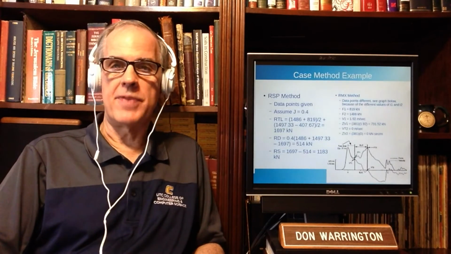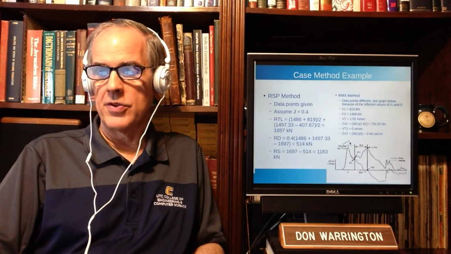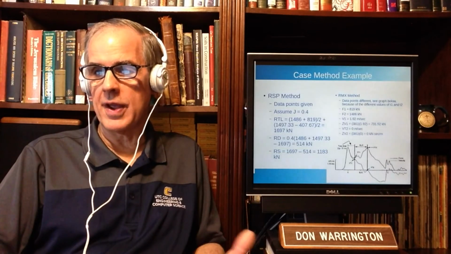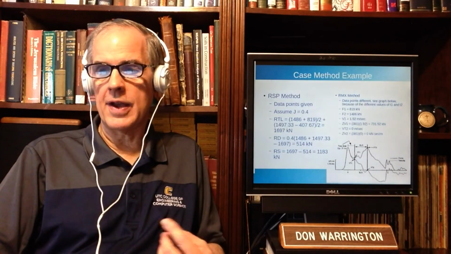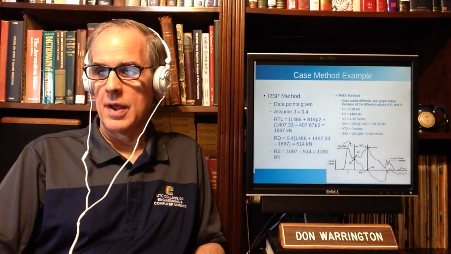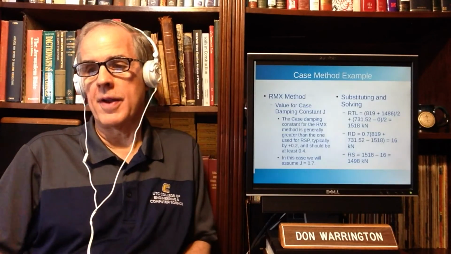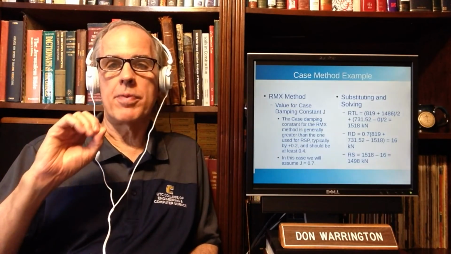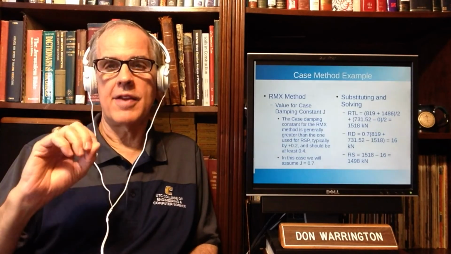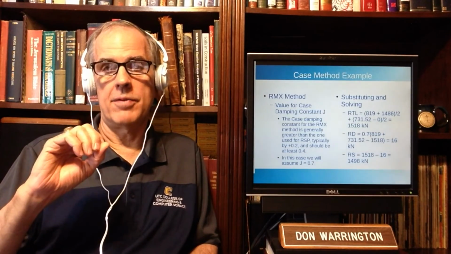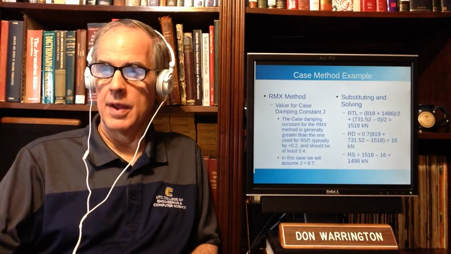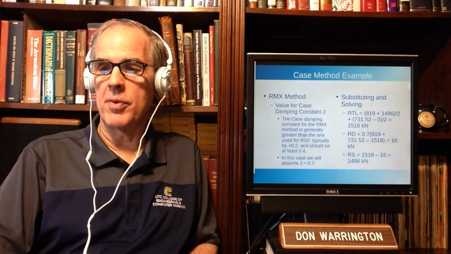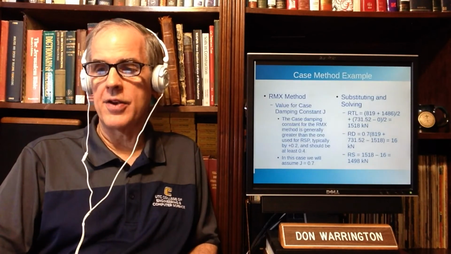The RMX method, the only thing different about it is the data points. So I picked the 2 data points. I picked the values off the graph in the same way I did before, and I've got now F1, F2, and ZV1 and ZV2. Because it is the RMX method, I'm going to assume that J is equal to 0.7. By the way, if I give you a problem, I'm going to tell you what Case method J constant I want. And we, again, plug and chug all the way. We get almost no dynamic resistance in this, and I get a different result.